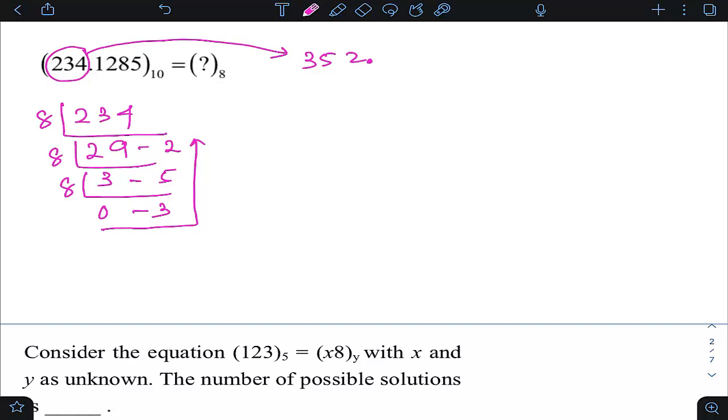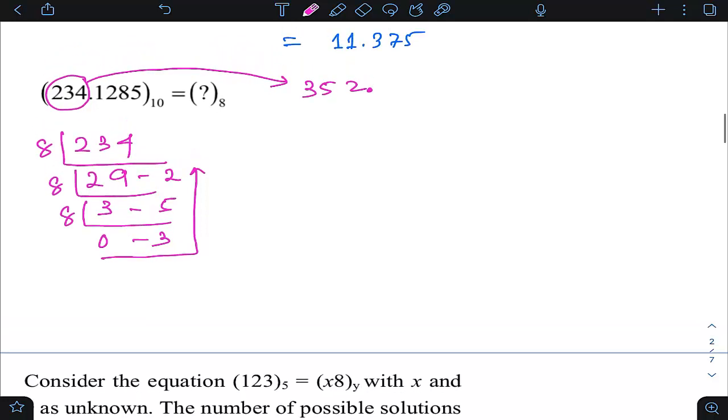Now it is time to deal with the fractional part. This fractional part is a bit tricky, students. Listen carefully. If you understand only one time, there won't be any other confusion again. For the fractional part, this number is 0.1285. So this is the number, right? In the fractional part, I mean these segments.